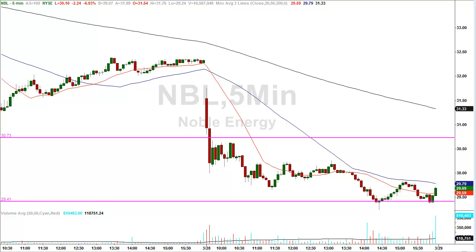So even though we had a losing trade this morning in Noble, in the afternoon it became a winning trade, and we actually got more than our money back on the loss. So that's a positive in Noble.